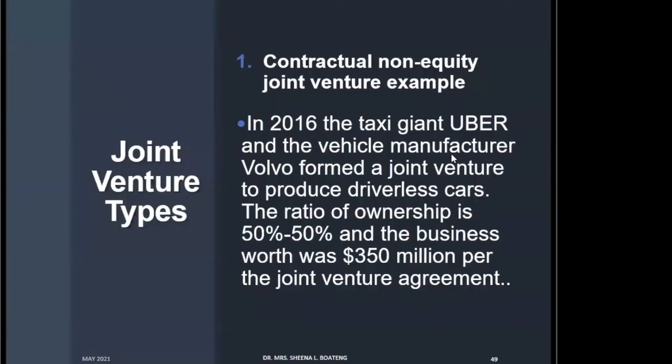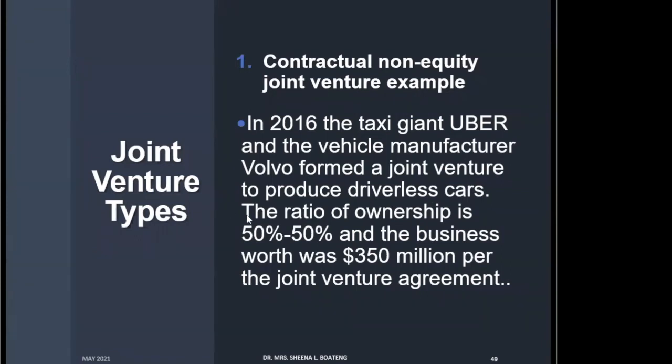All right. Let's look at another example. In 2016, Uber and Volvo got into a contractual non-equity joint venture. And the idea was to create a self-driving vehicle. The arrangement was that the ownership ratio would be 50-50, such that Volvo will create the base vehicle, and each of them will autonomously work on developing the self-drive technology.